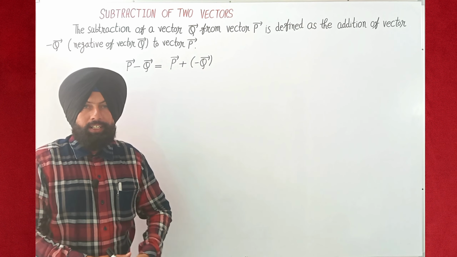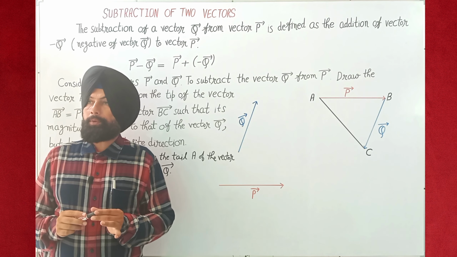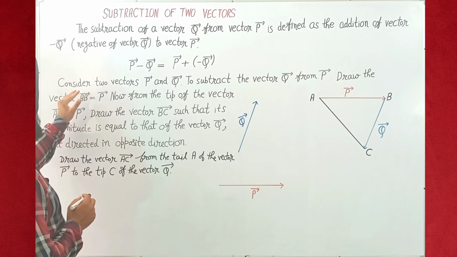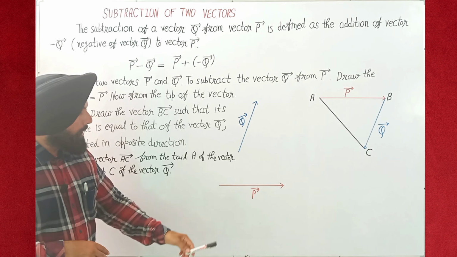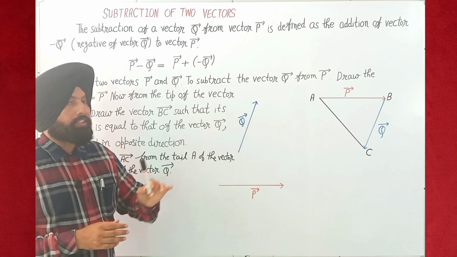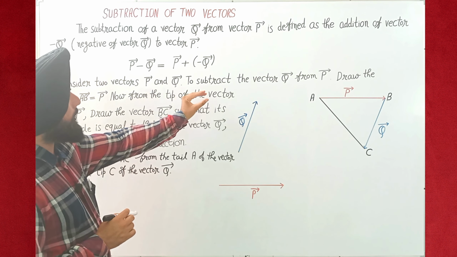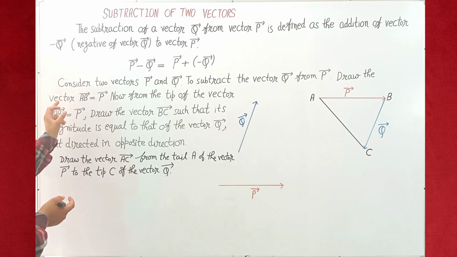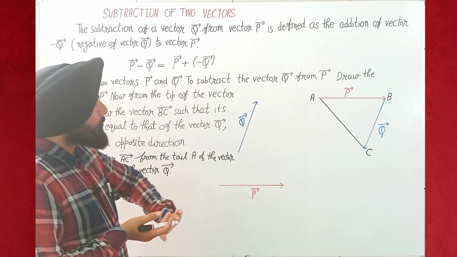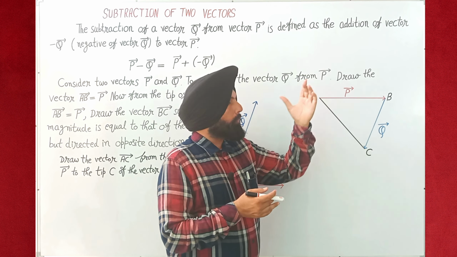Now let us proceed further. Now students, what do we have? Consider two vectors, p vector and q vector. Here this is the p vector, second is the q vector. To subtract the vector q from vector p, draw vector AB equal to p vector. So this is AB vector equal to p vector.